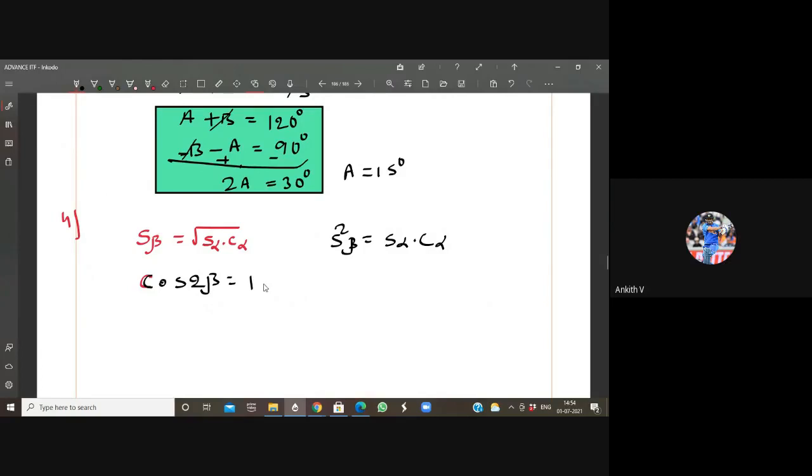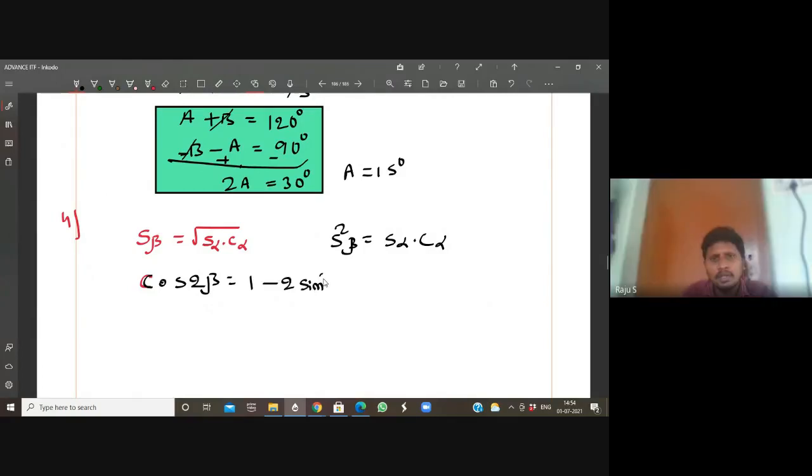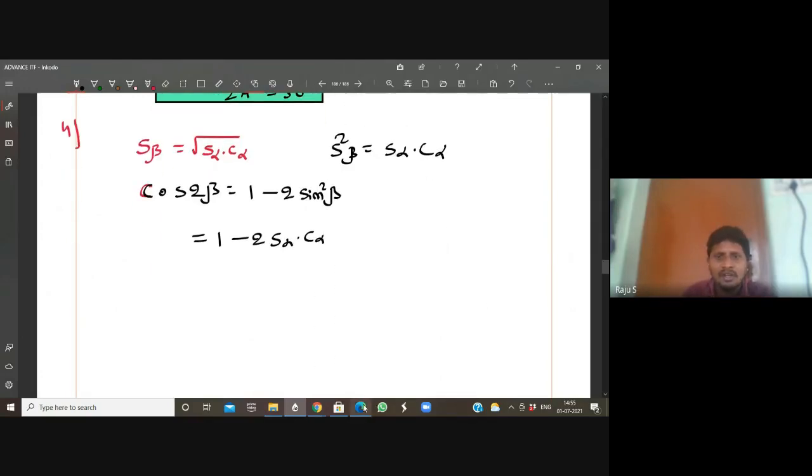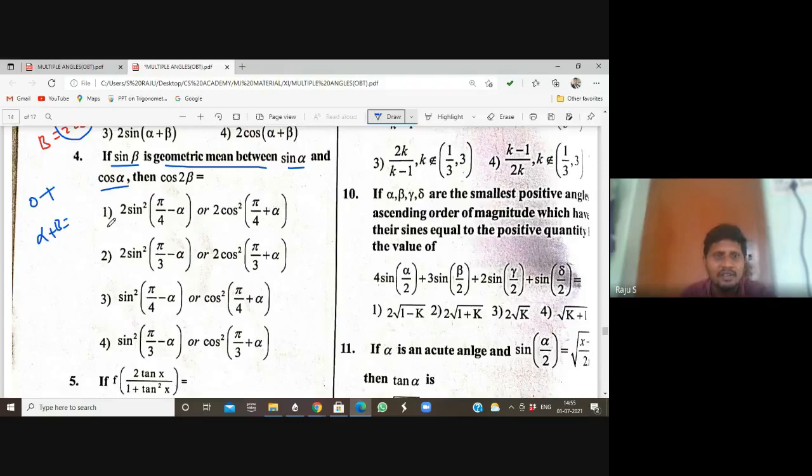Yes, 1 minus 2 sin square beta. Sin square beta is already there. Can I write this as 1 minus 2 sin alpha cos alpha? Yes, students. Then, what are the options they have given? According to the options, in some options they have given 2 sin square (pi by 4 minus alpha), like that. What to do?